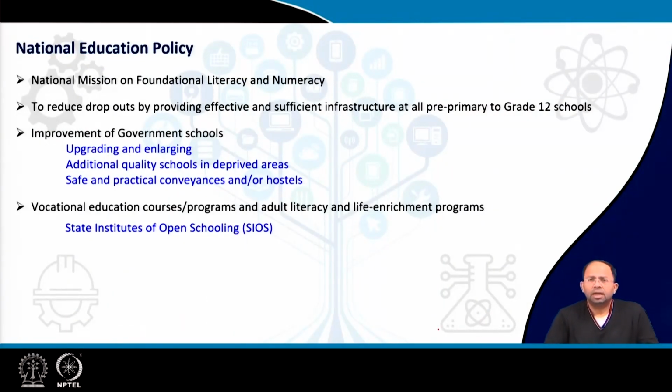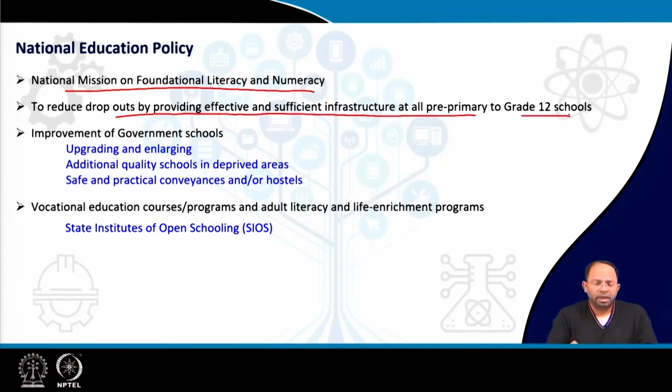In addition to the standard education system, we also have the National Mission for Foundational Literacy and Numeracy. That will continue. Overall, we need to reduce dropouts by providing effective and sufficient infrastructure at all schools from pre-primary to grade 12. So that means we have to really revamp our infrastructure, so people are happy to go to schools and they really enjoy learning, and their dropout rates reduce. Of course, there are other social issues which also result in dropouts. Those also need to be looked into.